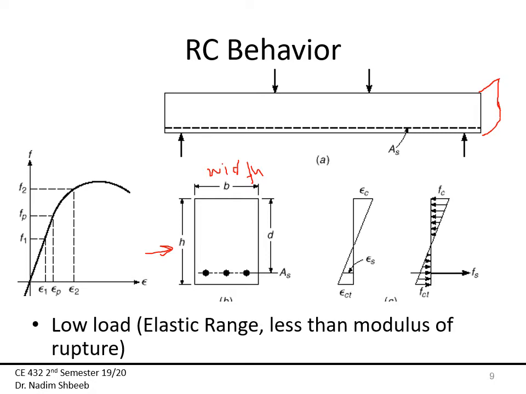This is the height. D now is the distance from the extreme compression fiber, which is here, to the steel bars. And I'm going to call the area of the steel bars A_s. So these H, B, and D and area of steel, you're going to be seeing them a lot. Now at the location of the steel, here is my strain, which I'm going to refer to as epsilon s. Again, this is the extreme compression fiber. I'm going to call that epsilon c.